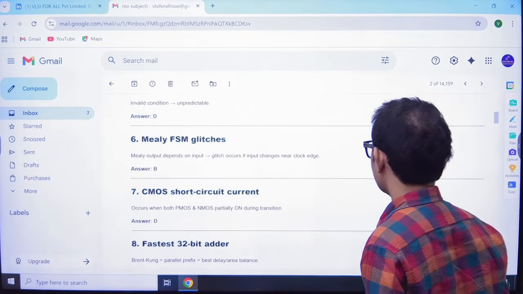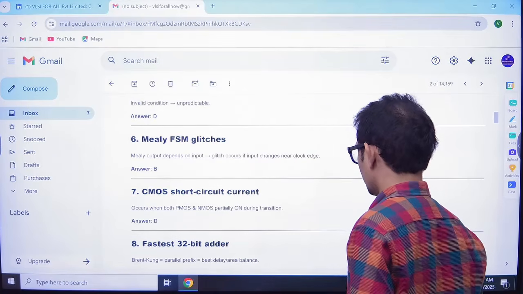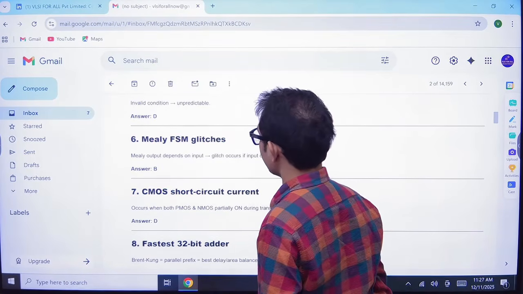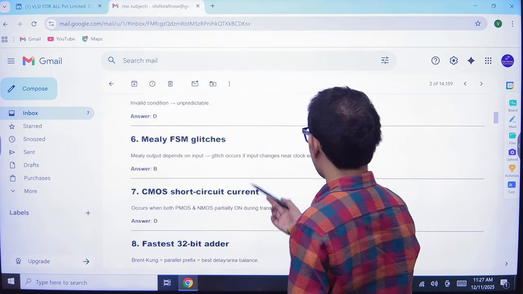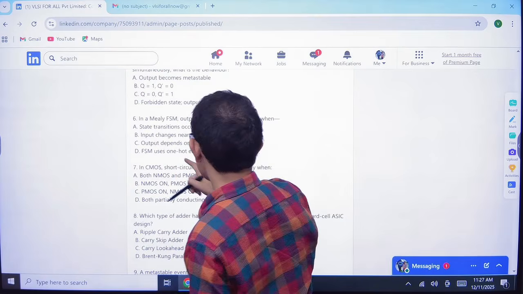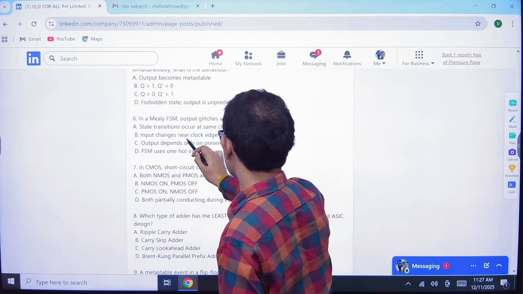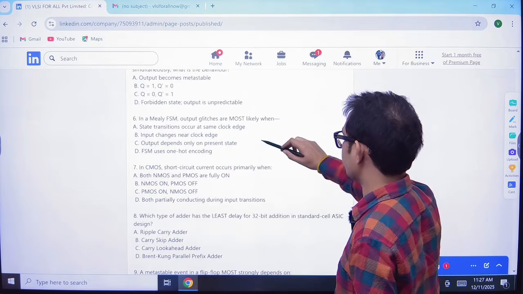B: the Mealy stage depends on the inputs also, so it is not like that. It depends on the present state only, and glitch occurs when the input changes near the clock edge. So the answer is B1, this one: input changes near the clock edge.